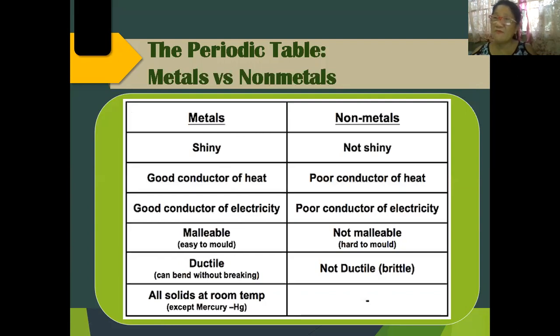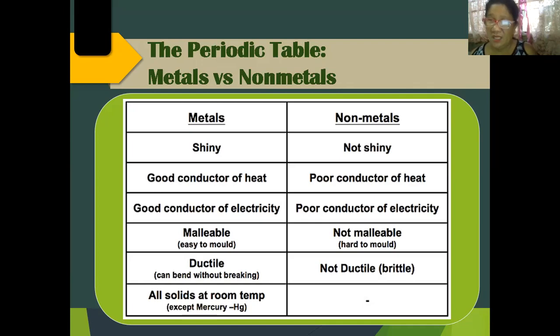So, what are the different characteristics? How can we differentiate the characteristics of metals from non-metals? Of course, metals are shiny in a way that they have luster, like gold. Non-metals are not shiny. Metals are good conductors of heat. That is why if you leave a metal ladle used for cooking in the pot, when you hold it later, it can burn you.